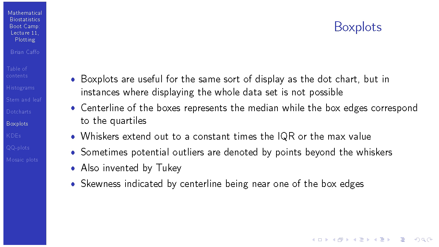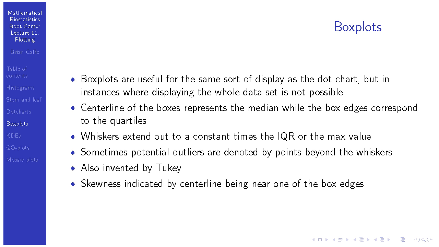The center line of the boxes in a box plot represents the median, while the box edges correspond to quartiles. So the boxes give you some information about the density, represented there only by 3 numbers. And then the whiskers extend out to a constant times the interquartile range, which is the difference between the 75th and 25th percentile of the data, or they cap off at the max value. Tukey chose that constant by relating it to the standard normal. And then sometimes outliers are denoted by points beyond the so-called whiskers.